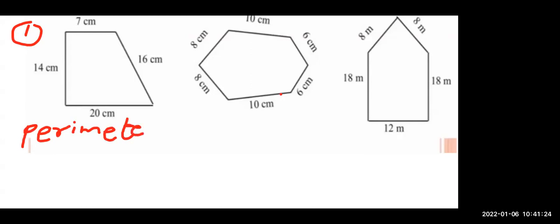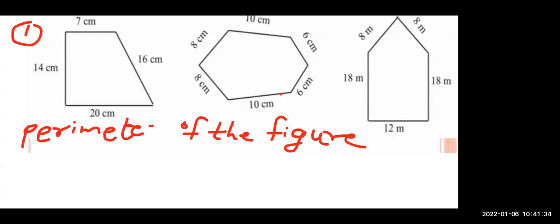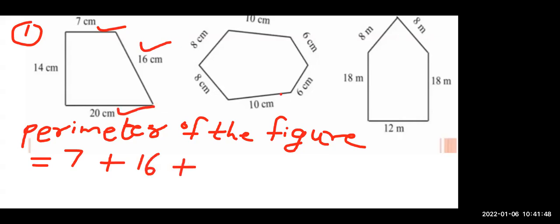Perimeter of the figure. Now perimeter of the figure is how much? We will calculate. That is 7 plus 16 plus 20 plus 14. You have to write it down.